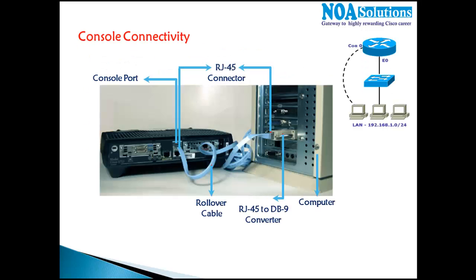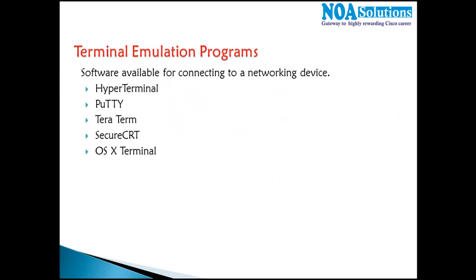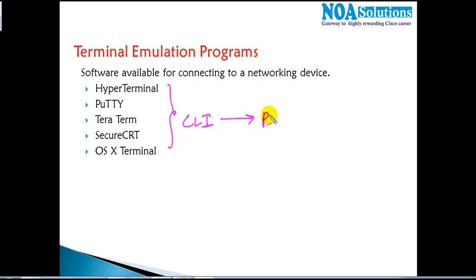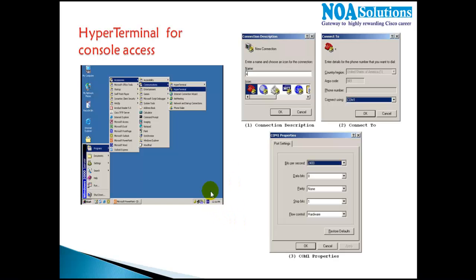Now once we have this console connection, the next step is you need to use some emulation tools. We call them terminal emulation tools, which will allow you to see the command line of the program. And in this command line we need to tell which port we are connecting and what the device is. Once you define those parameters, these programs will allow you to see the command line of the router. So I got a couple of snapshots of some of the emulation tools.